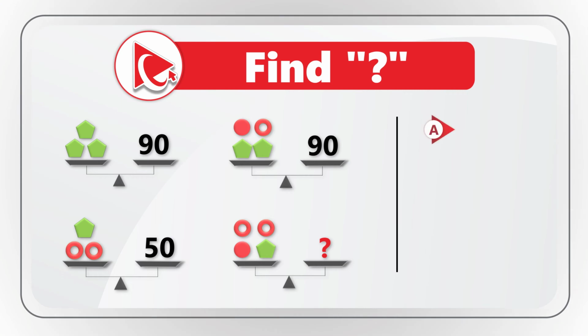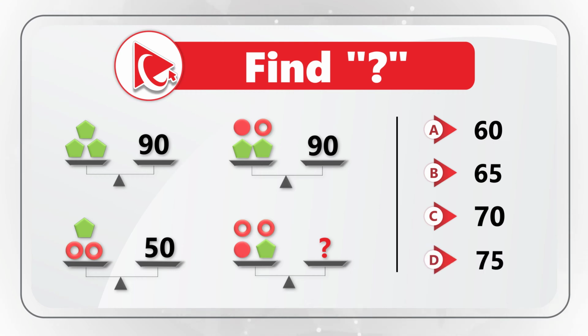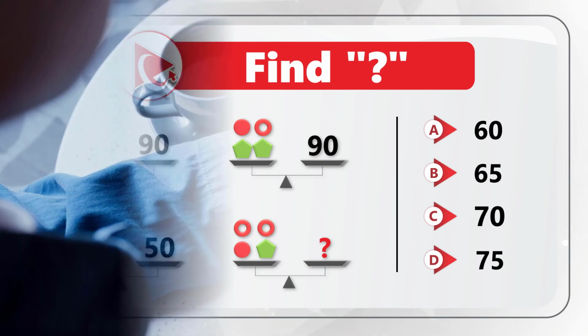Choice A, 60. Choice B, 65. Choice C, 70. And then last but not least, choice D, 75. Take a close look. Maybe pause this video for 10 to 15 seconds to see if you can come up with the solution.